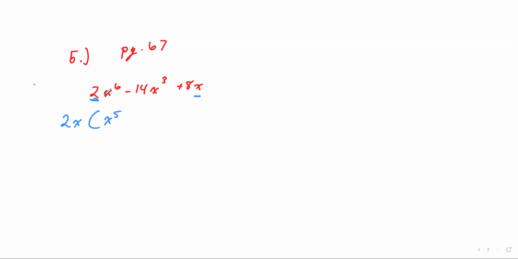So again, you're basically just dividing. 2x to the 6th divided by 2x becomes 1x to the 5th. Negative 14 divided by 2 gives you negative 7. If I take an x away from x cubed, I have x squared. 8 divided by 2 gives me 4. If I take an x away from an x, I no longer have any more x's. And so there you go.